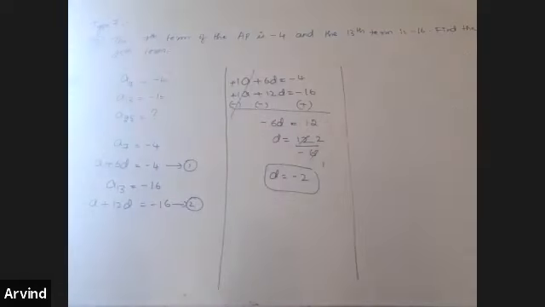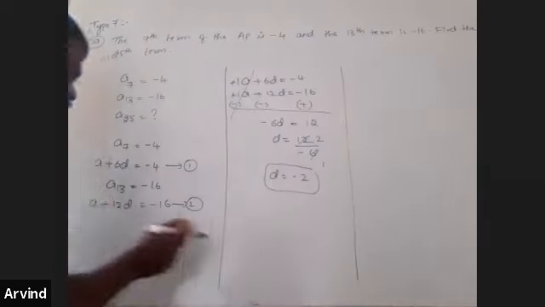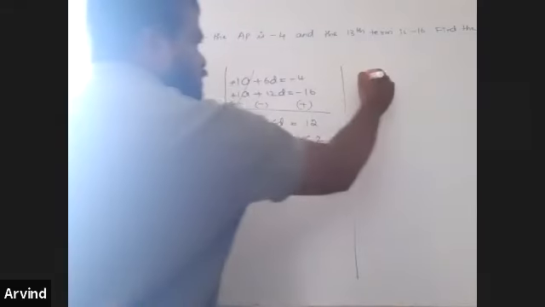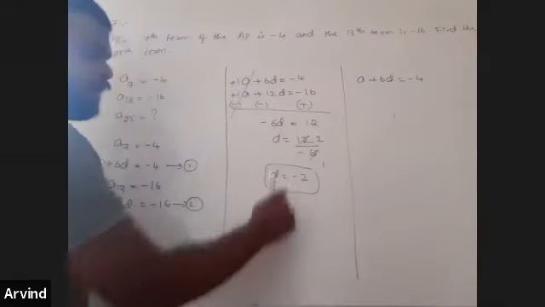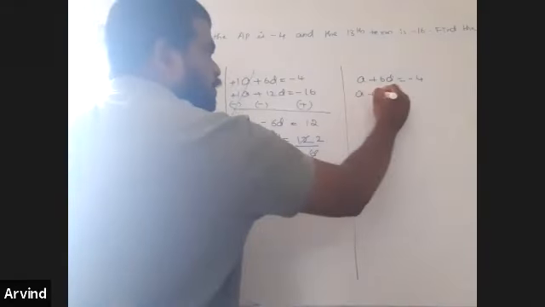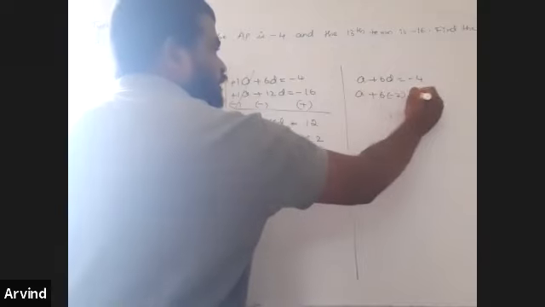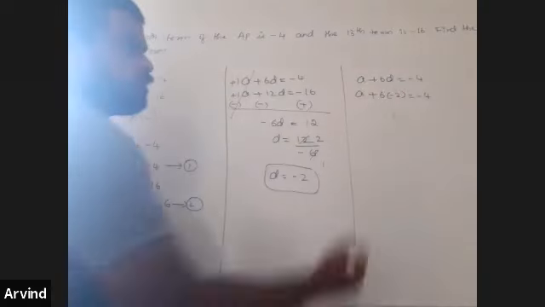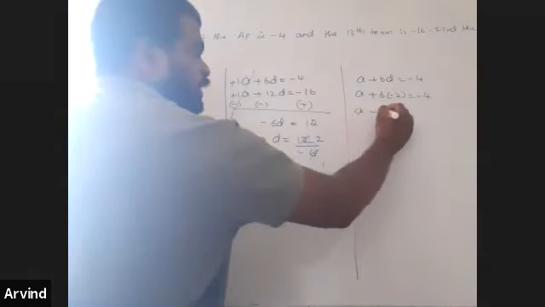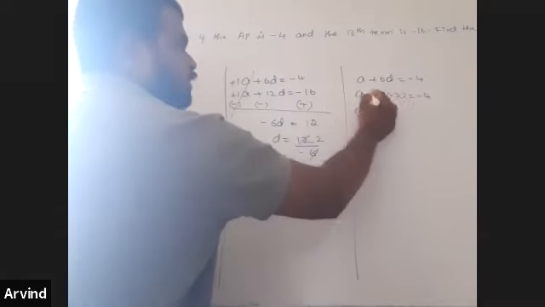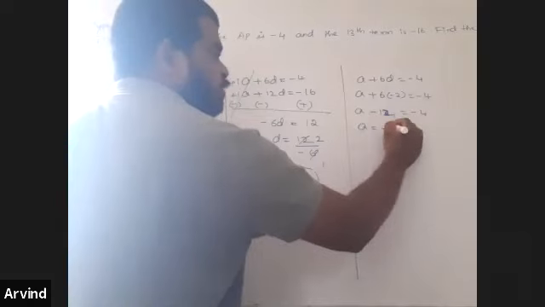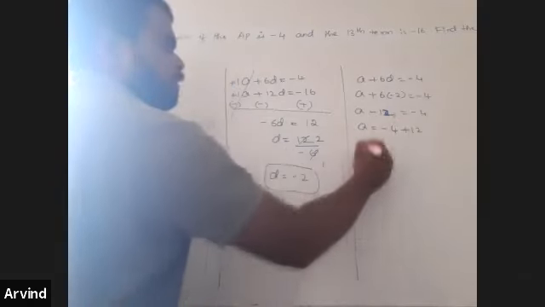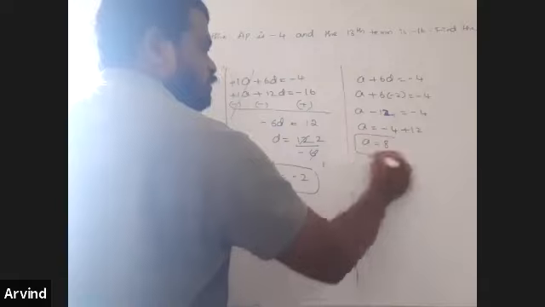Now how will you find A? Simple, take any of the equations. I'll take the first equation: A plus 6D equal to minus 4. I will substitute the value of D in it. A plus 6, D value is minus 2. So 6 into minus 2 is minus 12. Plus into minus is minus, 6 twos are 12, equal to minus 4. Therefore, A is equal to minus 4 plus 12, which gives A value as 8.